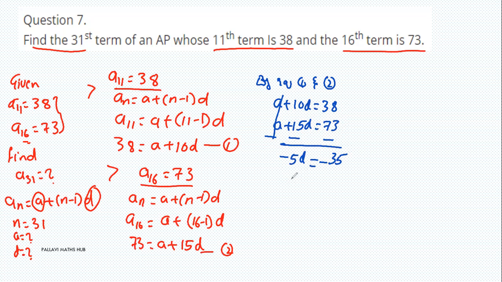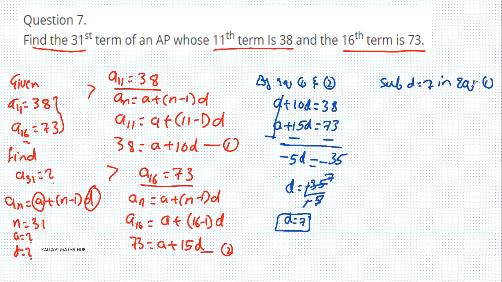Next step. D is equal to minus 35 divided by minus 5. Minus minus gets cancelled. 5 sevens are 35. You will get D is equal to 7. Substitute D is equal to 7 in equation 1 or else in equation 2. I'm substituting in equation 1, or else you can substitute in equation 2 also.